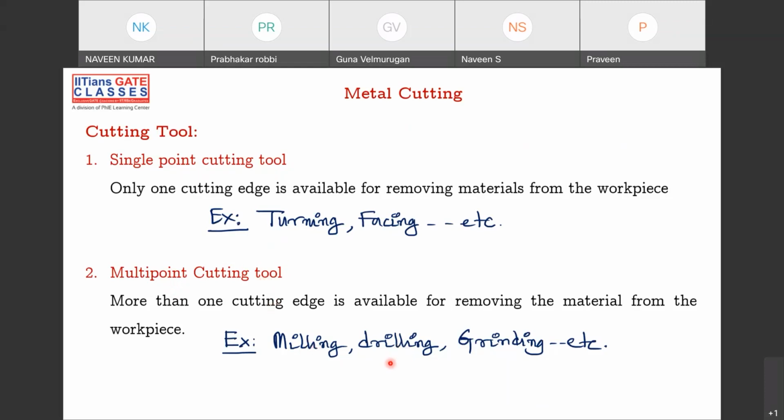How many cutting points are there for drilling? Can anyone answer this question? What is the number of cutting points in drilling? Anyone? In drilling, we have two cutting points. Yes, Praveen is right, 2. Yes, Madhusudan also is right, 2. In grinding we have so many. In milling we have so many. We can't define it. But for drilling it is 2. I'll show you when we are discussing drilling what the 2 cutting points are.